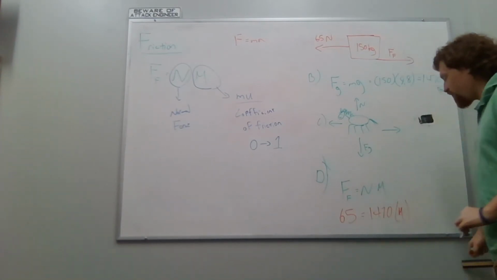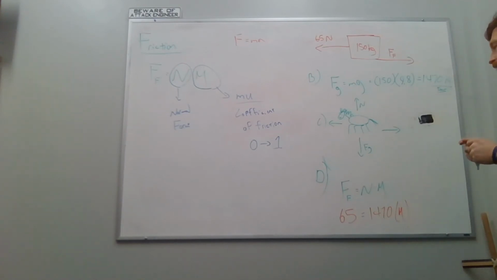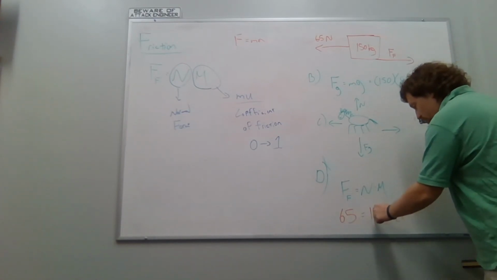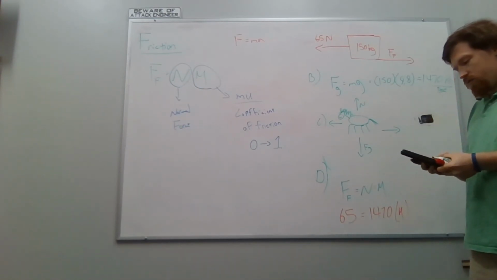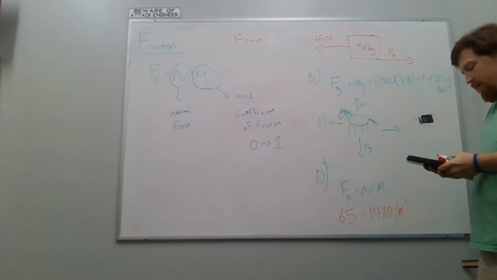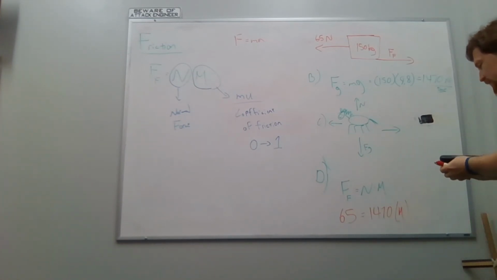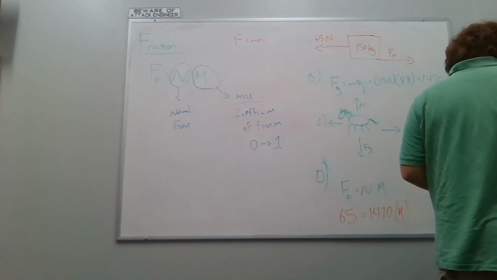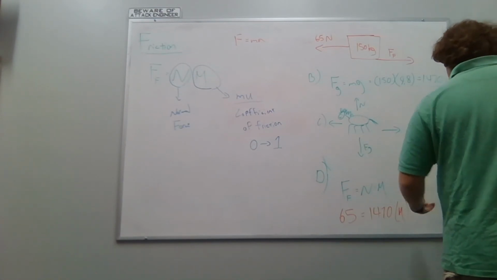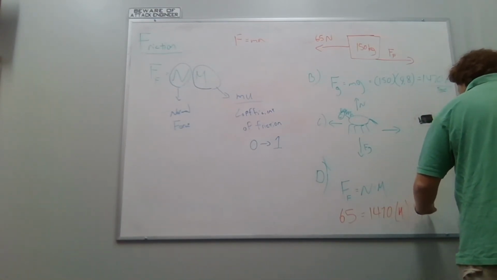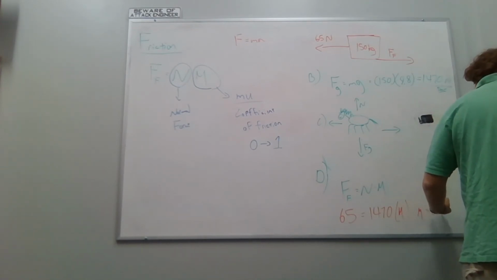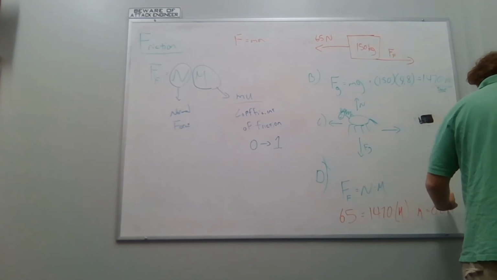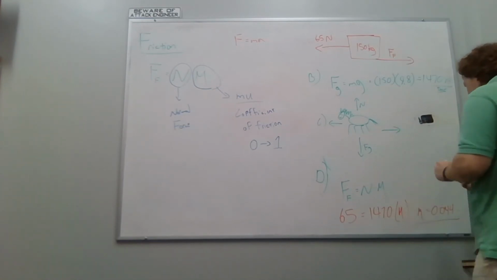And we want to solve for mu. So now I just need to divide both sides by 1,470, and that will tell us mu. So 65 divided by 1,470, and that's going to tell us that the coefficient of friction between the buggy and the ground is 0.044.